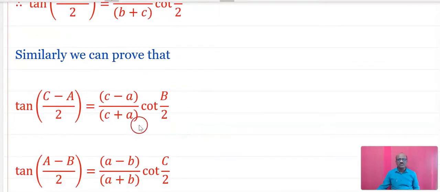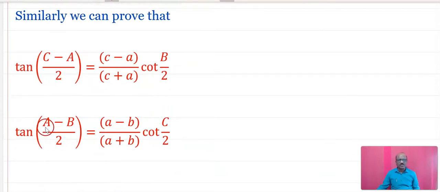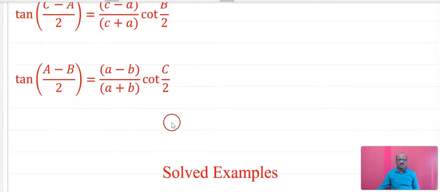Similarly, we can prove that tan of (C − A) upon 2 is equal to (c − a) upon (c + a) into cot of B by 2, and tan of (A − B) upon 2 is equal to (a − b) upon (a + b) into cot of C by 2.